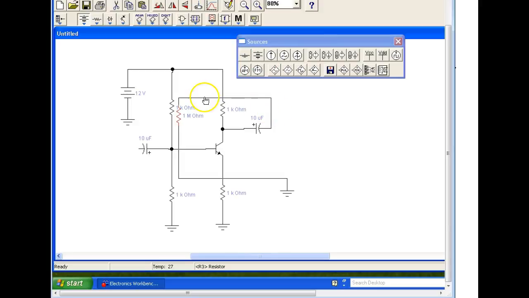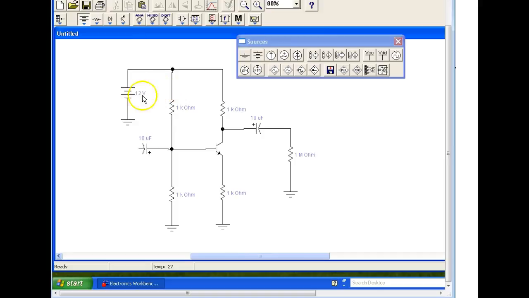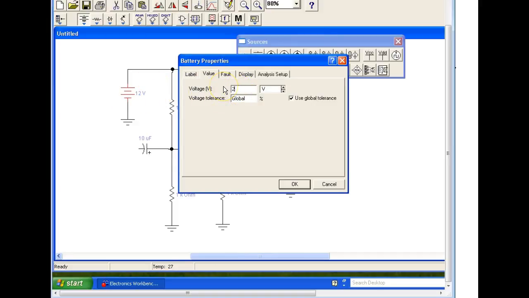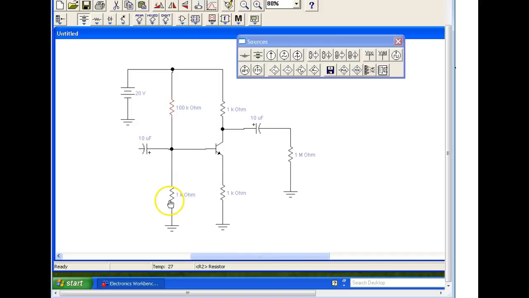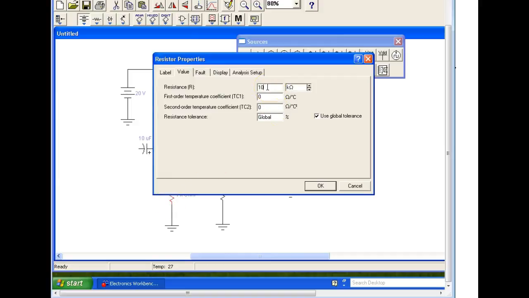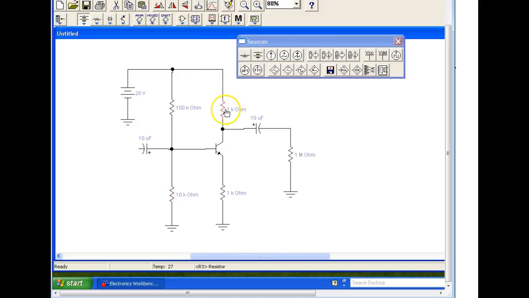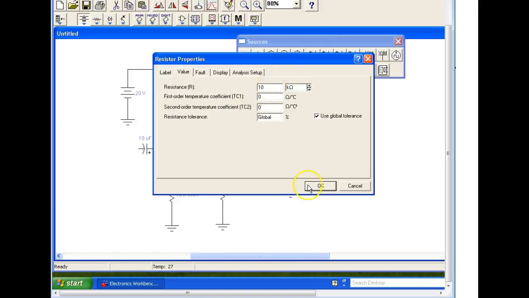Something just happened. Okay, so this is supposed to be what? This is supposed to be 20 volts. This right here is supposed to be 100K. This right here is supposed to be 10K. This is supposed to be 10K. And that's supposed to be 1K.